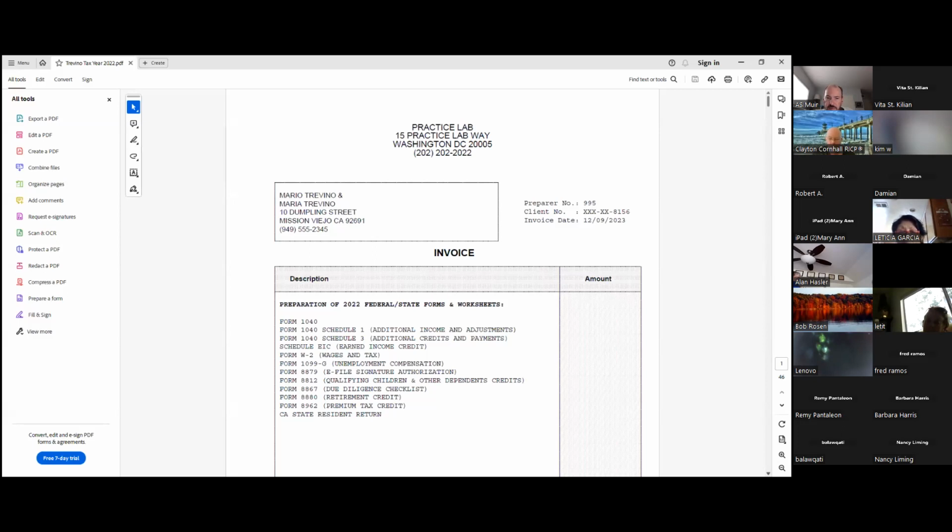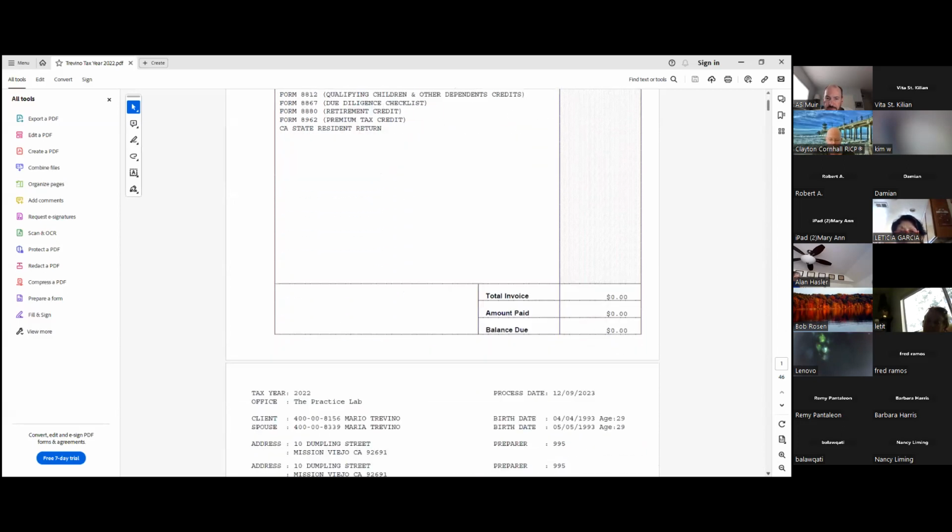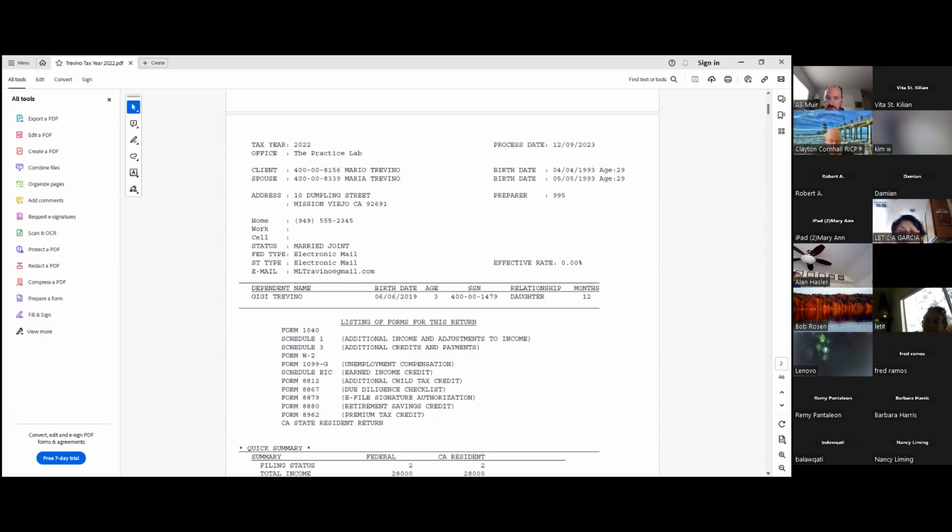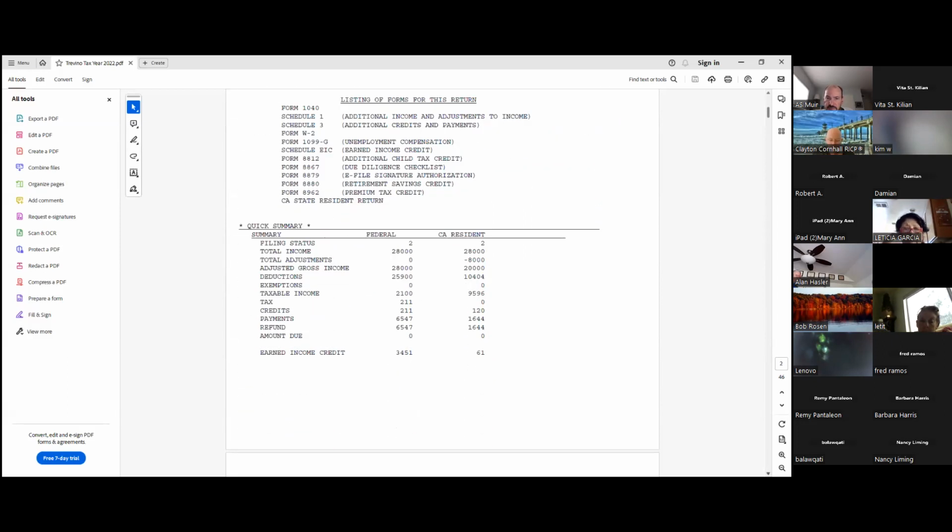So we've got our taxpayer with all the various forms. This is a roll-up that you're going to see, and this roll-up includes the taxpayers, their administrative data, and then what is called a quick summary for federal and state. And I get it, most people are going to focus on the refund. I guess I would too.